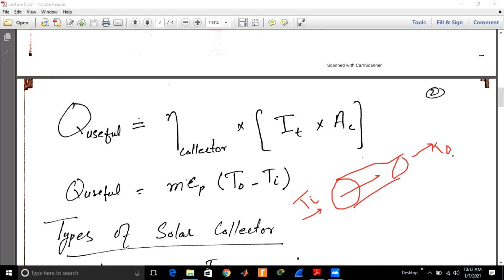And what is the Cp? Cp means the specific heat capacity of the fluid. And M shows the mass flow rate, and sometimes it depends on time. For unit time, M is equal to 1, and by some other means you will convert this into time.